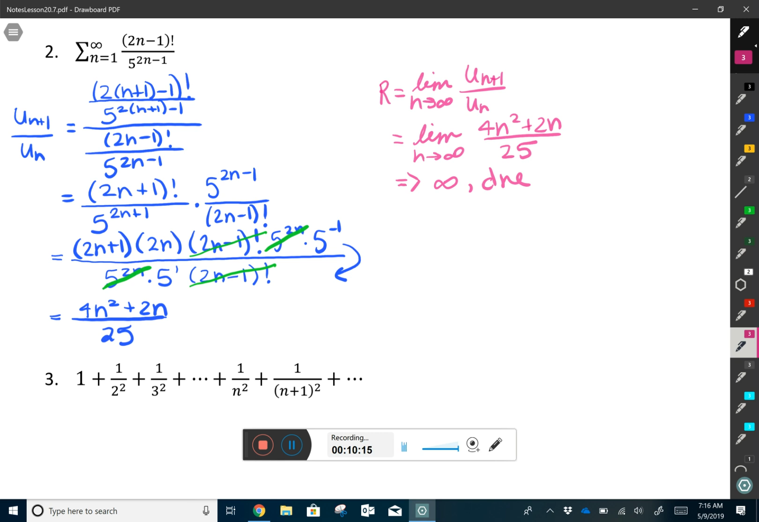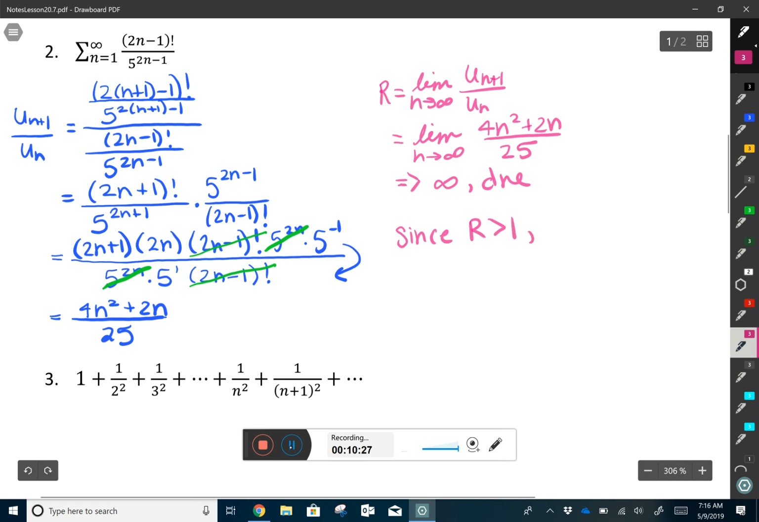Is infinity greater than, less than, or equal to 1? Greater than 1. So, since r is greater than 1, the series diverges by the ratio test.